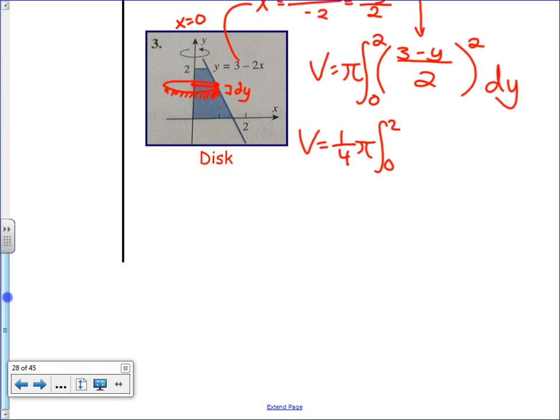Some of you would pull out a 2, and I know you would. Some of you would pull out a 1/2. It's better, but still not right. 1/4, right? What's still left inside? 3 minus y squared. Right now, you have 2 options. One is FOIL and power rule. The other one is U sub. There is no other option. If you go straight to 3 minus y cubed over 3, you're wrong. You sub. Okay, so U sub.